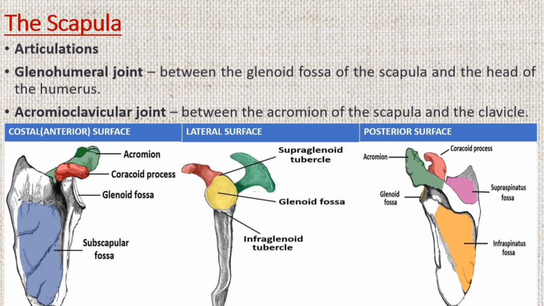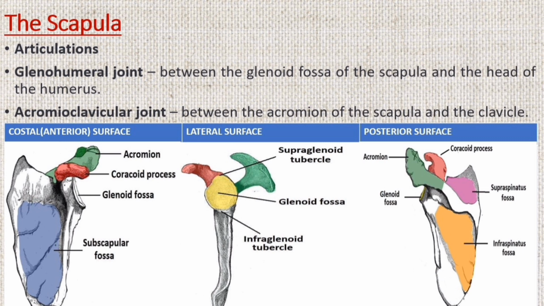Supraglenoid tubercle, a roughening immediately superior to the glenoid fossa. The place of attachment of the long head of the biceps brachii. Infraglenoid tubercle, a roughening immediately inferior to the glenoid fossa. The place of attachment of the long head of the triceps brachii.